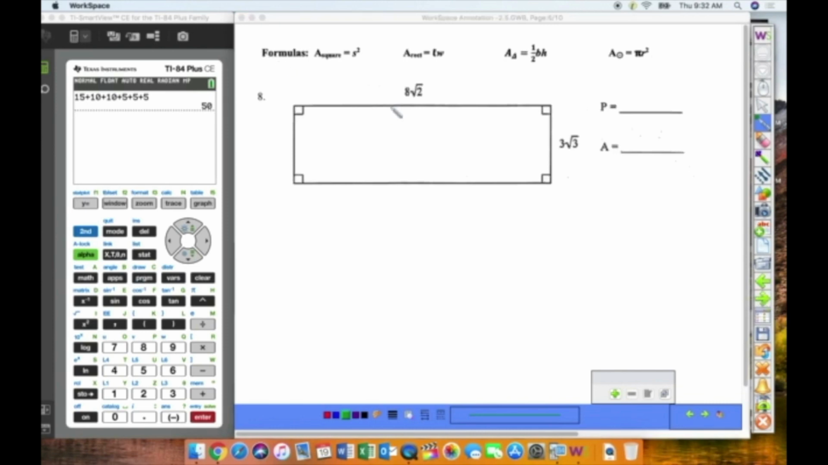Find the perimeter and area of this guy. So perimeter. It's a rectangle and it's a quadrilateral with 4 right angles.